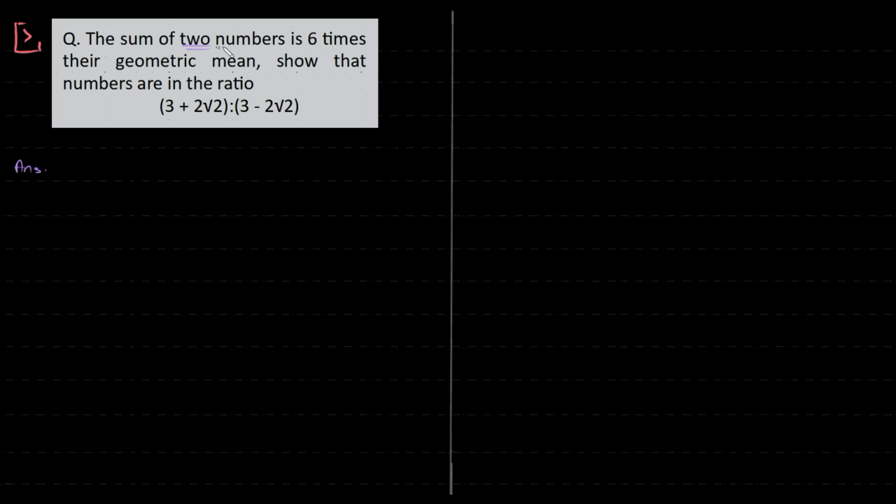The sum of two numbers is 6 times their geometric mean. So that's your equation. Show that the numbers are in the ratio of... okay, so we have to prove a particular thing. So we can talk about this actually.